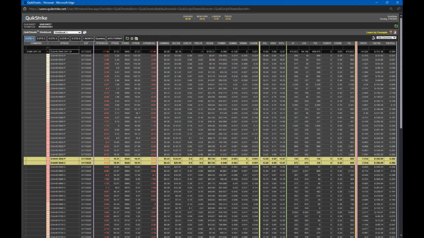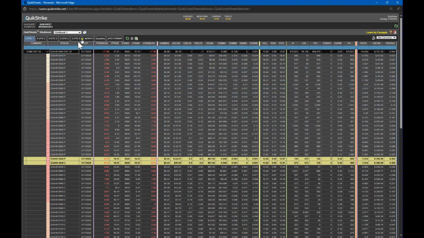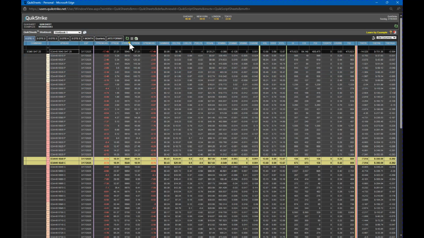I use Quick Strike. I can show you how to set up your quick sheet. And I'm using premium change, put premium, strike, call premium change. So I know right here where the implied volatility is by my premium, and whether it's moving up the calls or down the puts. And you can trade your framework.